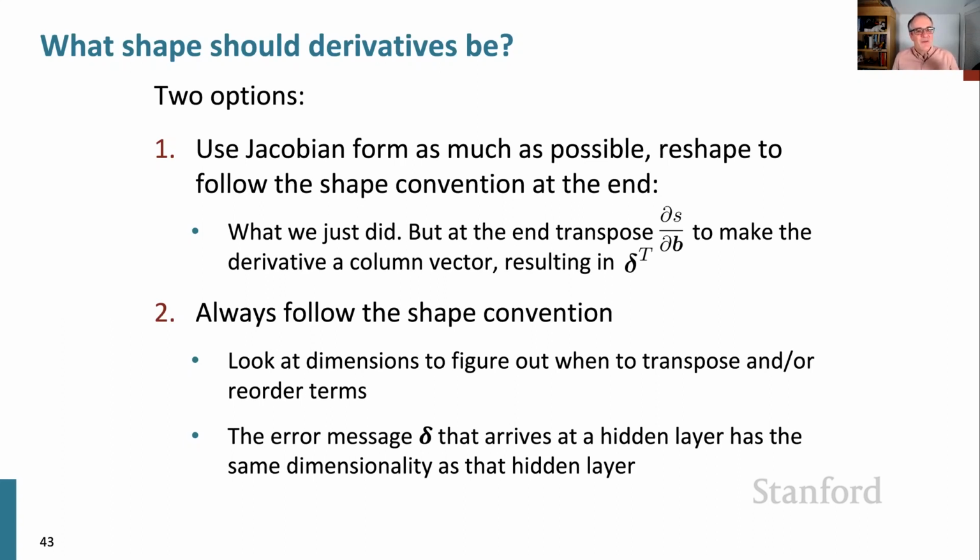And there are hints that you can use, right? Your gradient should always be the same shape as your parameters, and the error message coming in will always have the same dimensionality as that hidden layer, and you can work it out always following the shape convention.